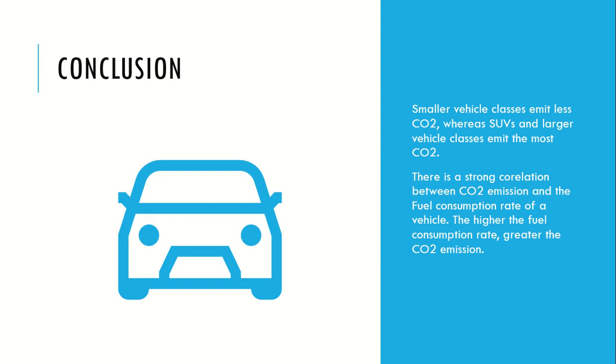To conclude, my insights are that smaller vehicle classes emit less CO2, whereas SUVs and larger vehicle classes emit the most CO2. There is a stronger correlation between CO2 emission and the fuel consumption rate of a vehicle. The higher the fuel consumption rate, the greater the CO2 emission.